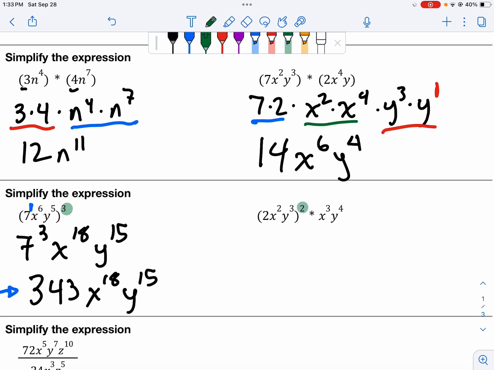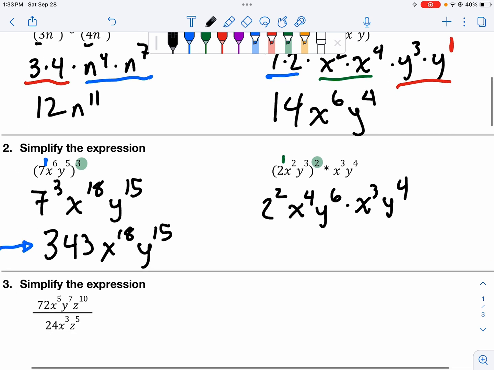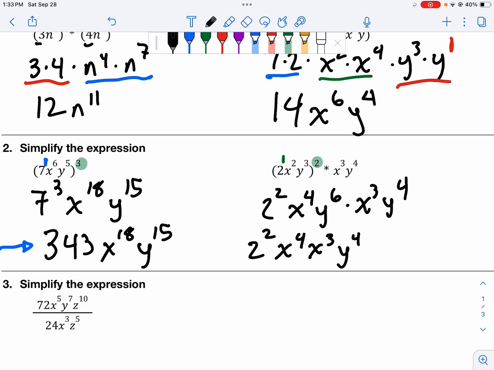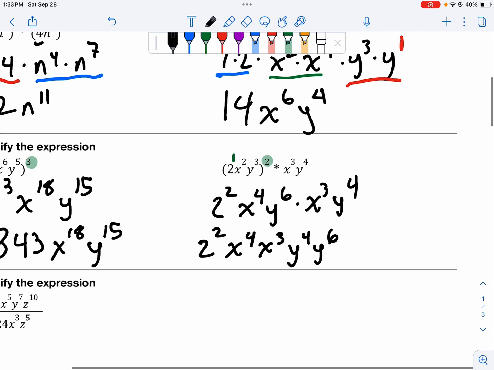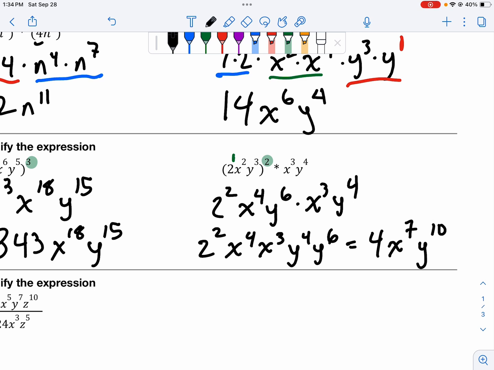Okay, this 2 has an exponent of 1. So it's going to become 2 squared x to the 4th, y to the 6th, times x to the 3rd, y to the 4th. Now I can go ahead and reorder things. 2 squared, x to the 4th, x to the 3rd, y to the 4th, y to the 6th. So those are all the terms. And now as I go to simplify this, I know that 2 squared is 4. X to the 4th times x to the 3rd would be x to the 7th. And then y to the 10th.